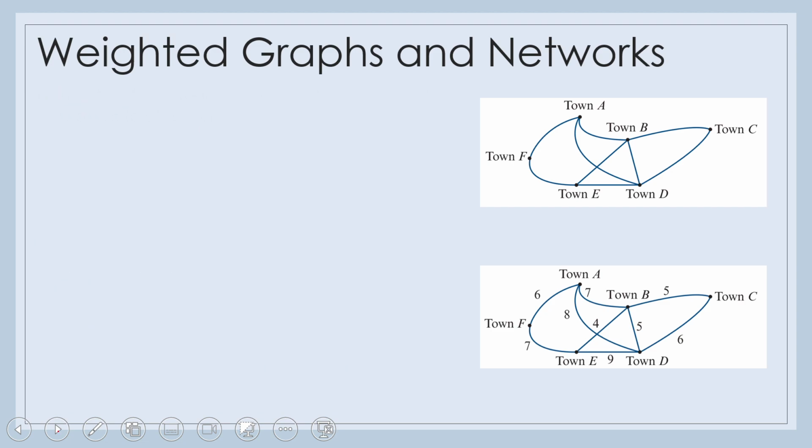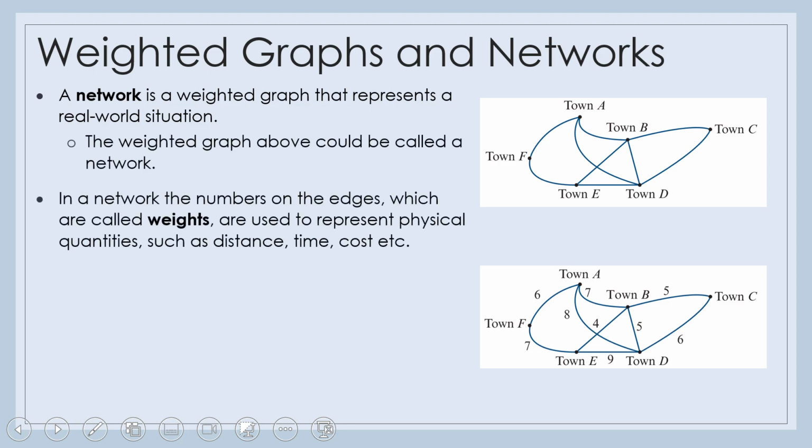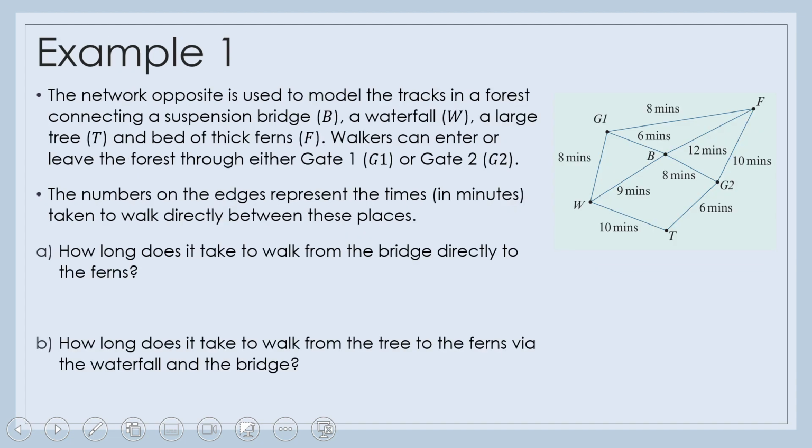Okay, so a network is a weighted graph that represents a real life situation. In this case, we said the distance between different places. Here's our first example. The network opposite is used to model the tracks in a forest connecting the suspended bridge B, a waterfall W, and a large tree of bed thick ferns.